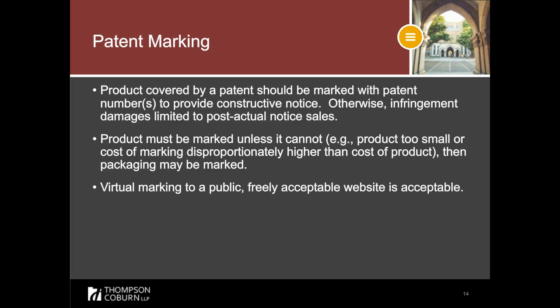Moving on to once you have your patents, one of the things that you need to be aware of in your agreements with your licensees is that products that are covered by the patent need to be marked with the patent number, and there are guidelines for doing that. If it isn't marked, then that can have a negative effect on your ability to get damages for the sales that are sold before the product is marked.